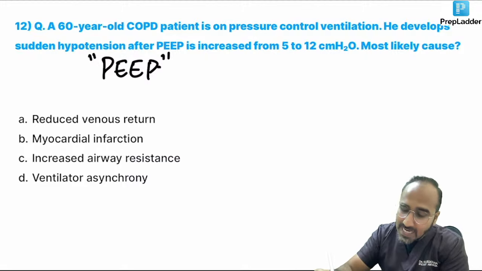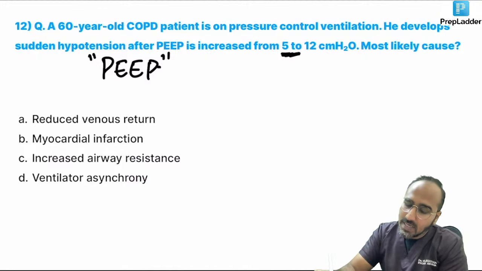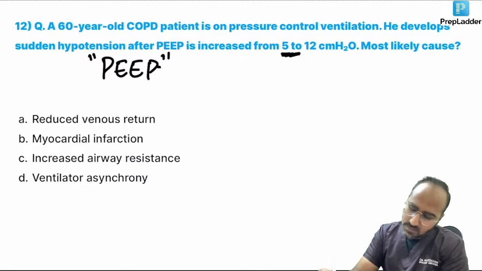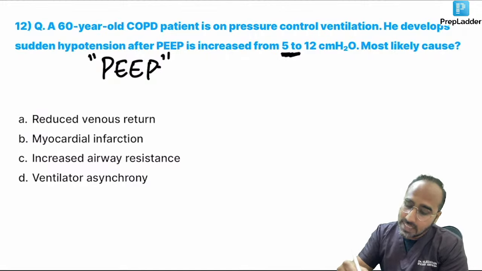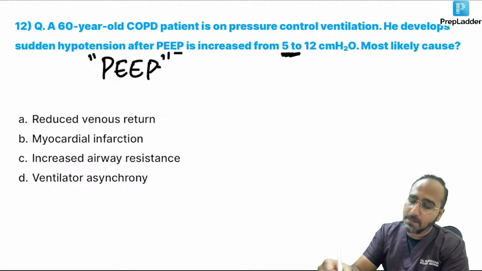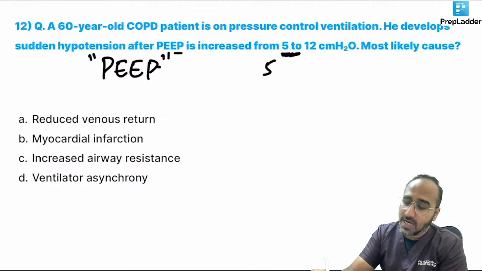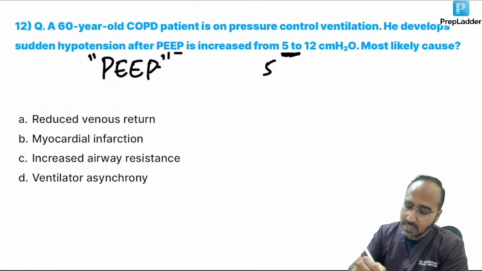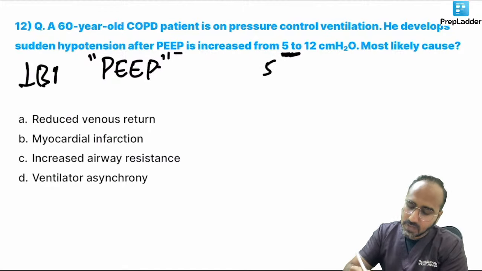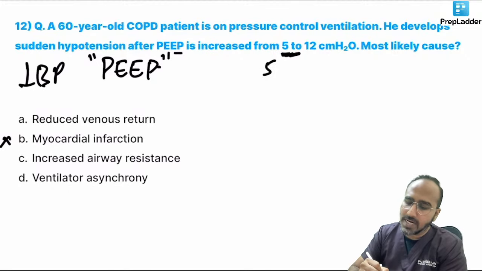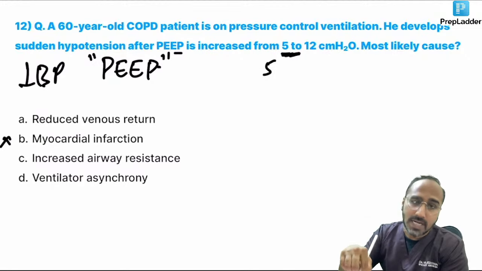Now, the side effect of PEEP is what? Remember, some of you are giving answer C, some are giving A. Just look over here, guys. What is happening? This patient who is being given PEEP, which was normally 5, has it increased to 12. What could happen? He has developed sudden hypotension. Now, guys, remember, it cannot be myocardial infarction. Why can it not be myocardial infarction? If at all myocardial infarction was there, in the question they should mention chest.